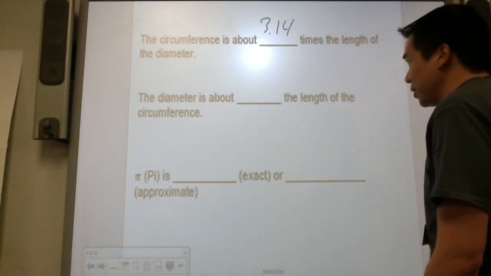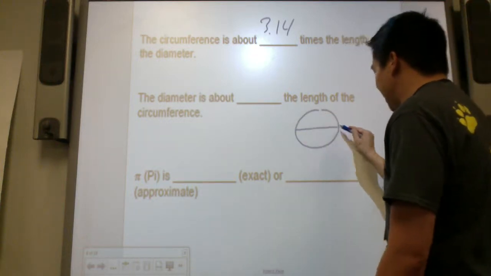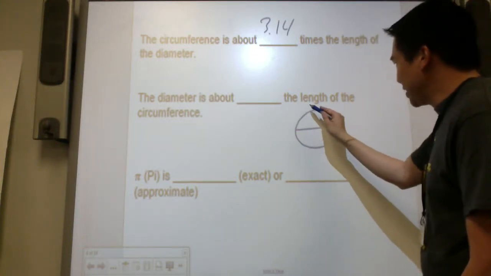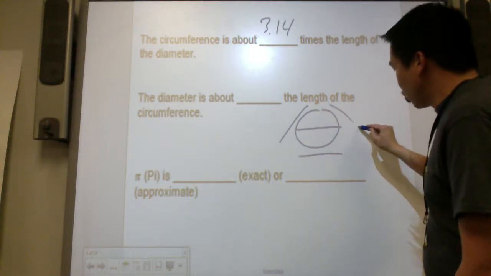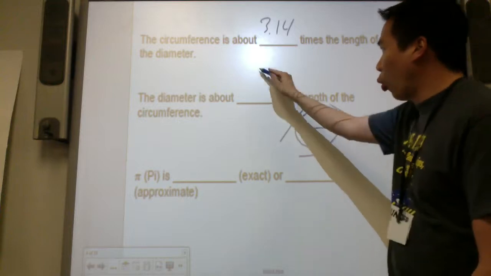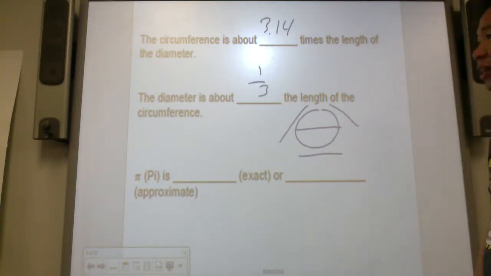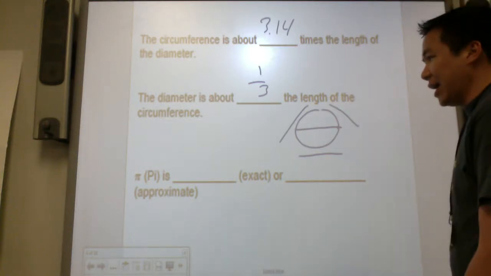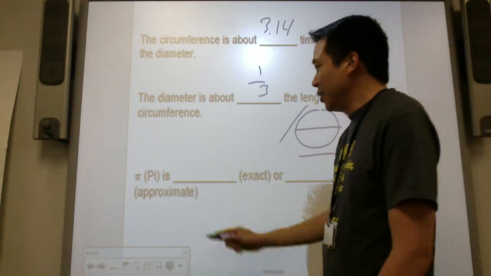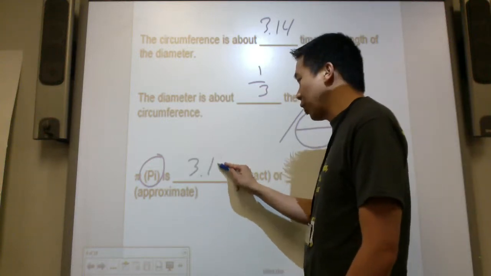The diameter is blank the length of the circumference. Let's think about it. Here is the diameter. If I take the circumference, this diameter is 1 out of 3, or 1/3. It is about 1/3 the length of the circumference. And the next one is pi. So pi is that magical number, exactly 3.14.